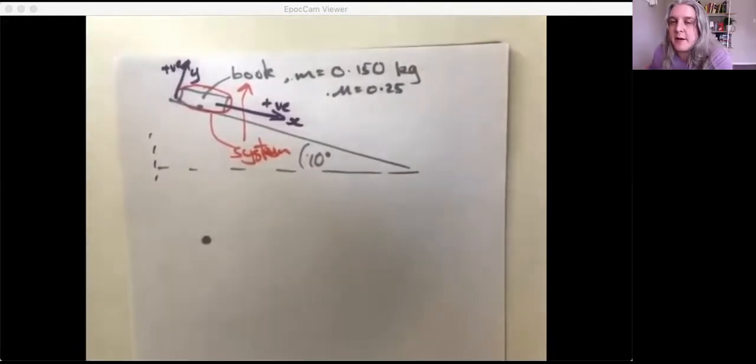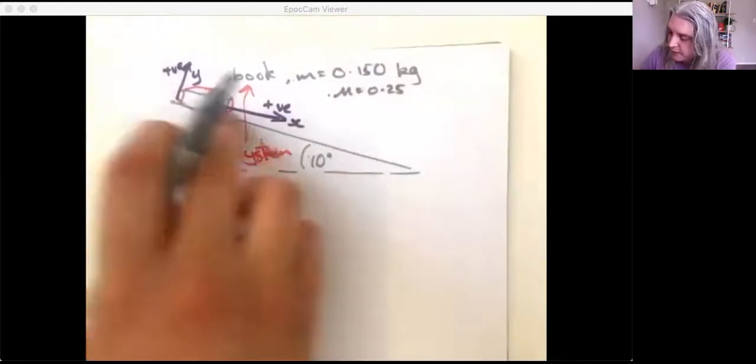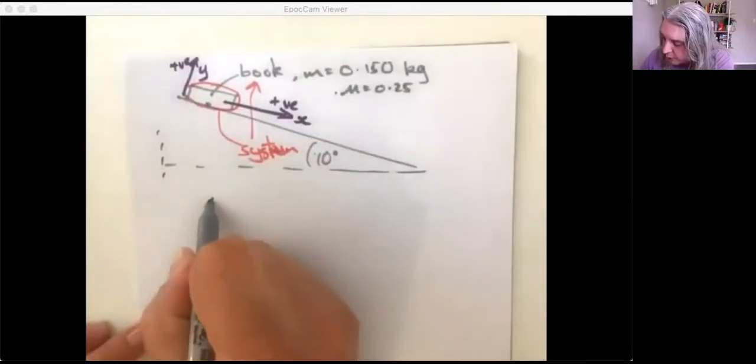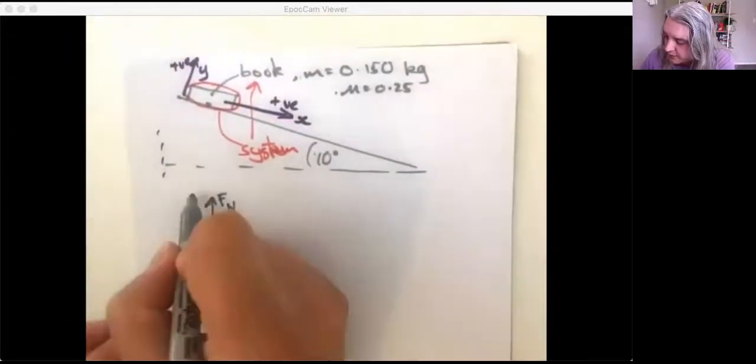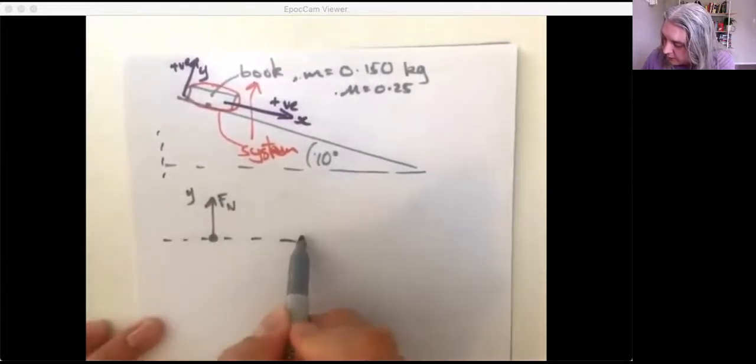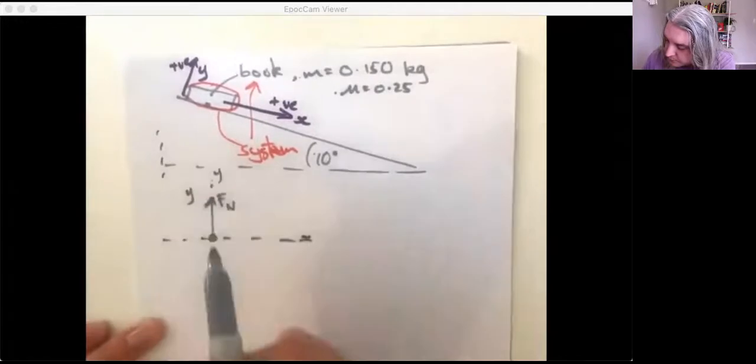Now we can think about our free body diagram. And what I'm going to do is I'm not actually going to draw the free body diagram in the same angle as I've done it there. I'm going to draw my normal forces being straight up, because that's now in my y dimension, and my x is this way, that's y.